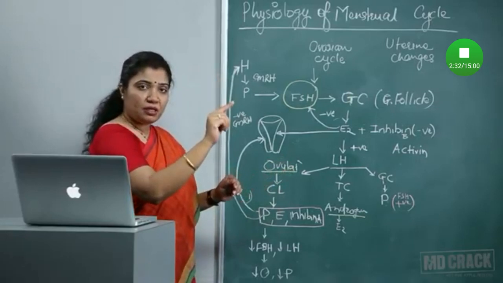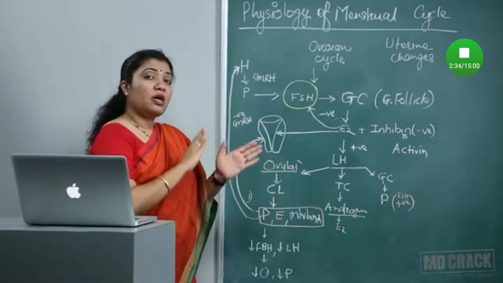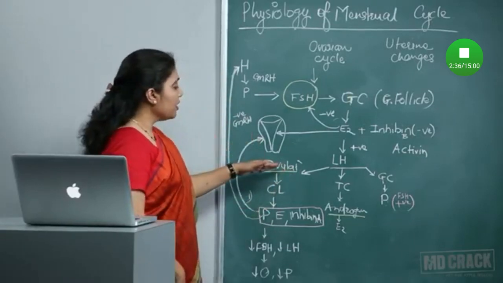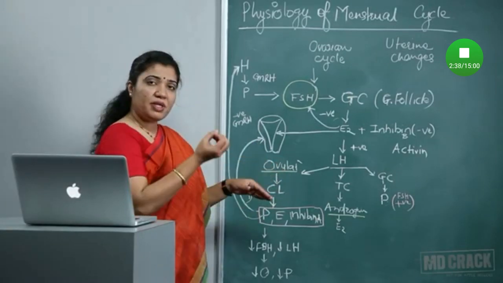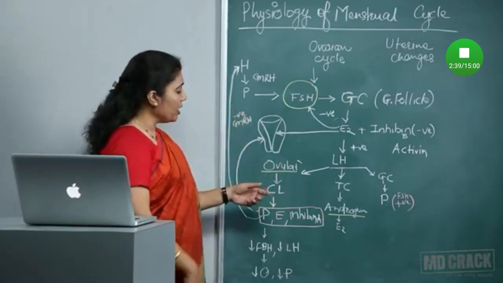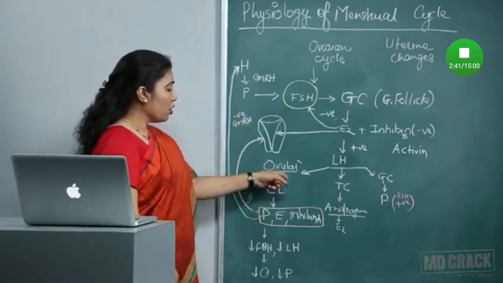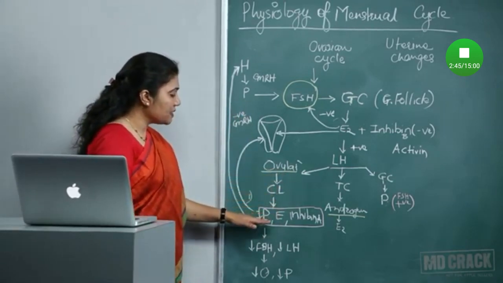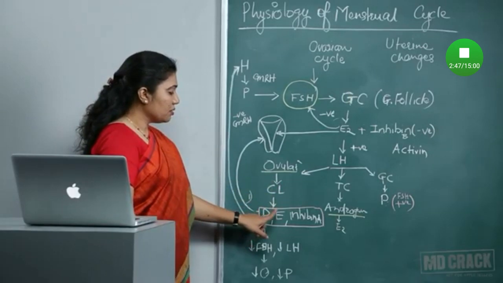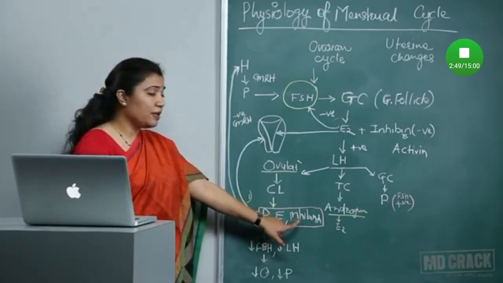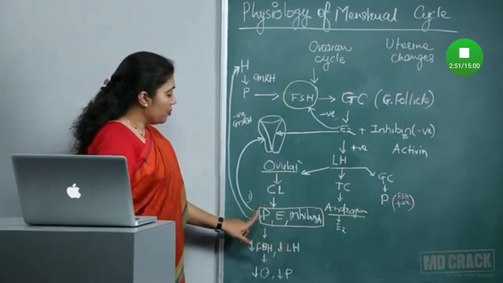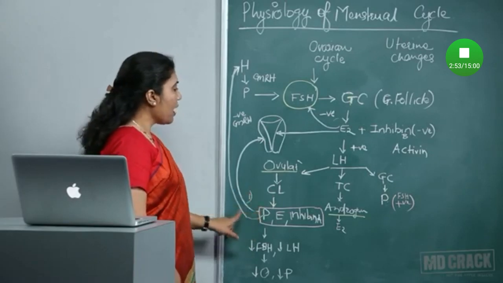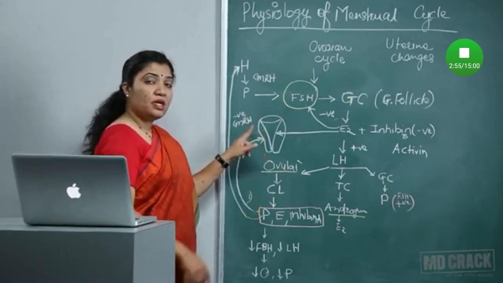Then LH will have a peak. After the LH peak, 10 to 12 hours after, there would be ovulation. That means release of the ovum from the ovary, and there would be formation of the corpus luteum. This corpus luteum keeps secreting progesterone, estrogen, and now inhibin A. Progesterone will go and act on the uterus.